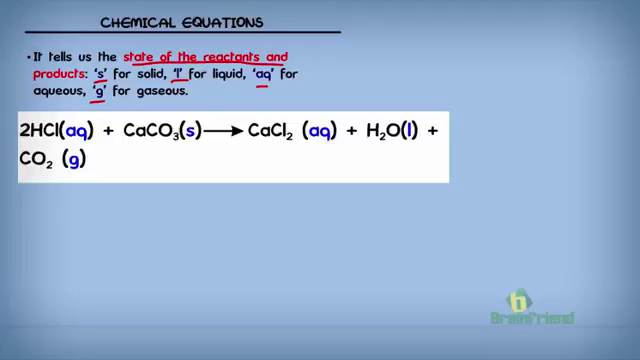For example, we see hydrogen chloride is reacting in its aqueous form with calcium carbonate in its solid form to give calcium chloride in aqueous form, water in the liquid form, and carbon dioxide in gaseous form.